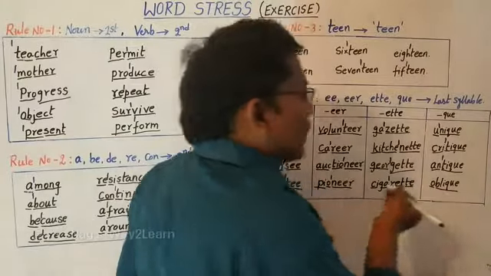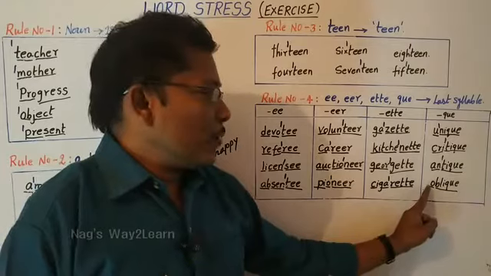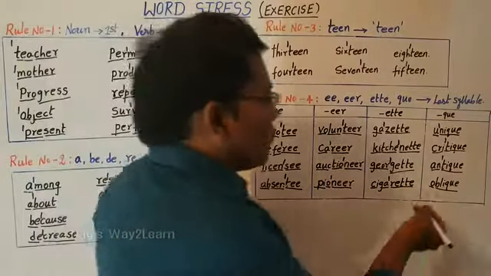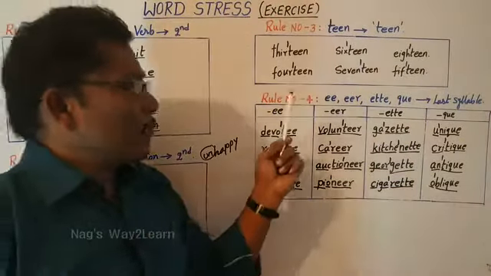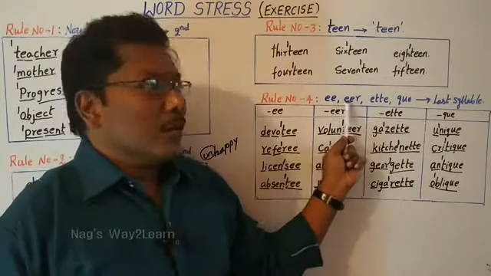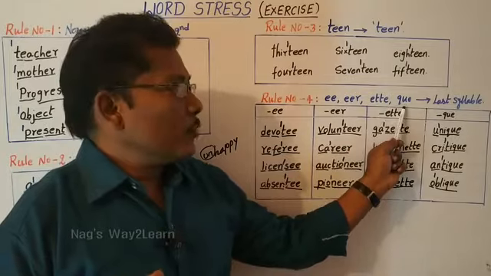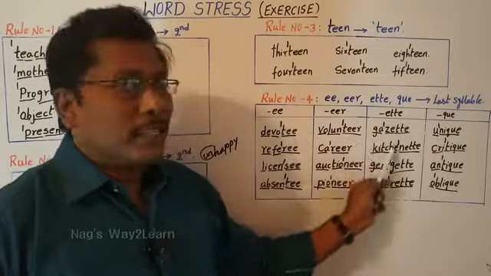O, first syllable, blique, this is the last syllable. So you put the stress on blique like this. So this is rule number 4. If a word is ending with EE or EER or ETTE or QUE, then the stress is generally on the last syllable like that.